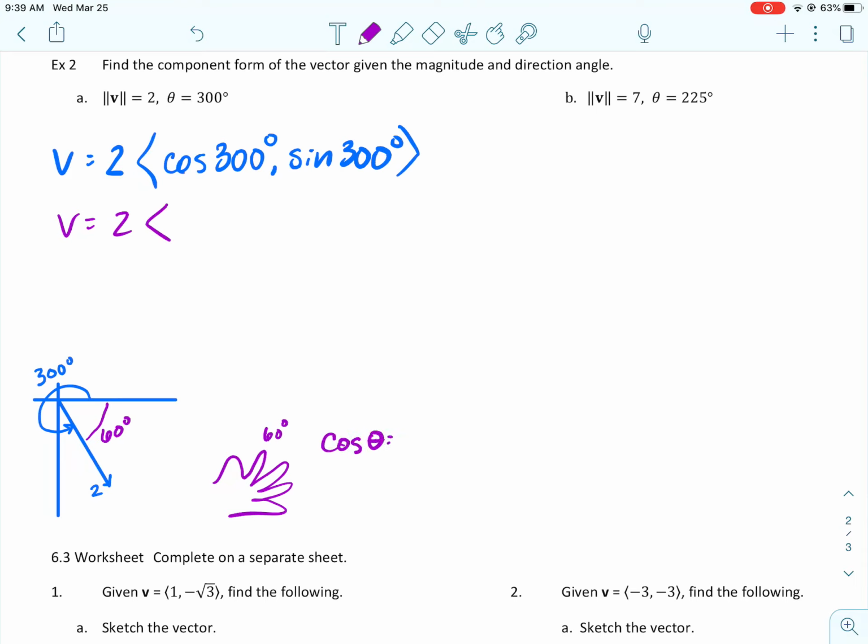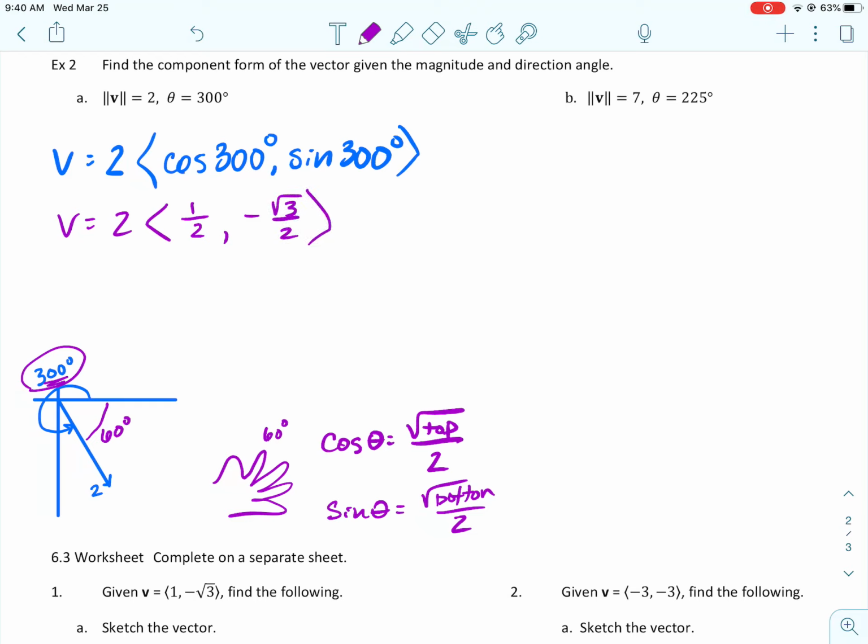60 degrees is this finger. When I want to find the cosine of 60 degrees, I would do the square root of the top over 2. Now, I'm not necessarily finding the cosine of 60 degrees, I'm technically finding the cosine of 300 degrees. So in quadrant 4, cosine is positive. So the cosine of 300 should be 1 over 2. All right. The sine, if you're going to do the hand trick, is the square root of the bottom over 2. Now we're finding the sine of 300 degrees, and sine in quadrant 4 is negative. And we would do the square root of the bottom fingers over 2.